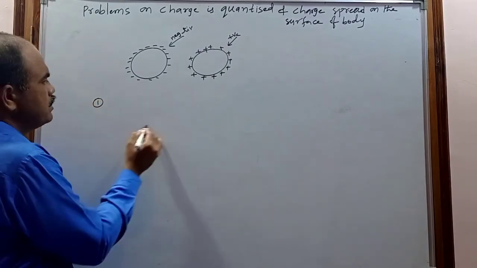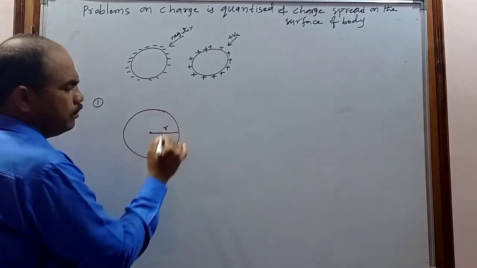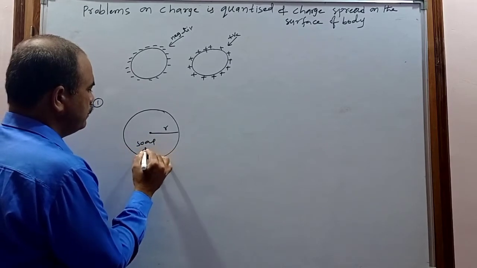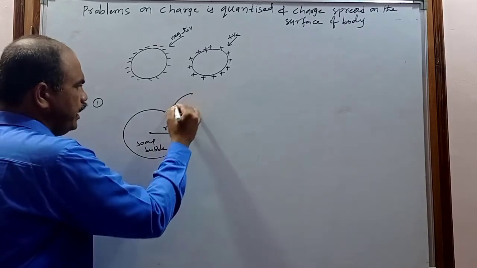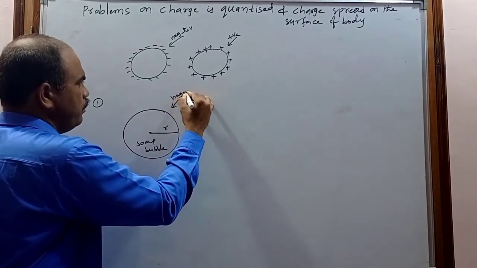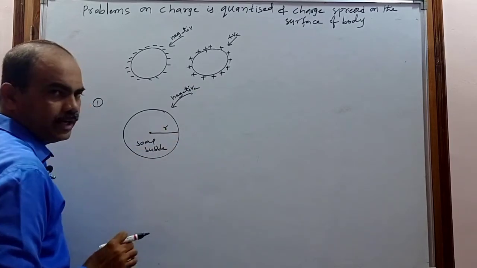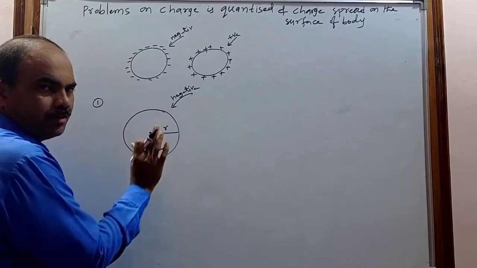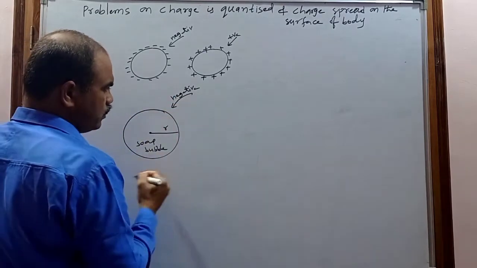So for example, consider a soap bubble of radius r. If negative charge is given to this soap bubble, what happens to its radius? It may increase, decrease, or stay the same.